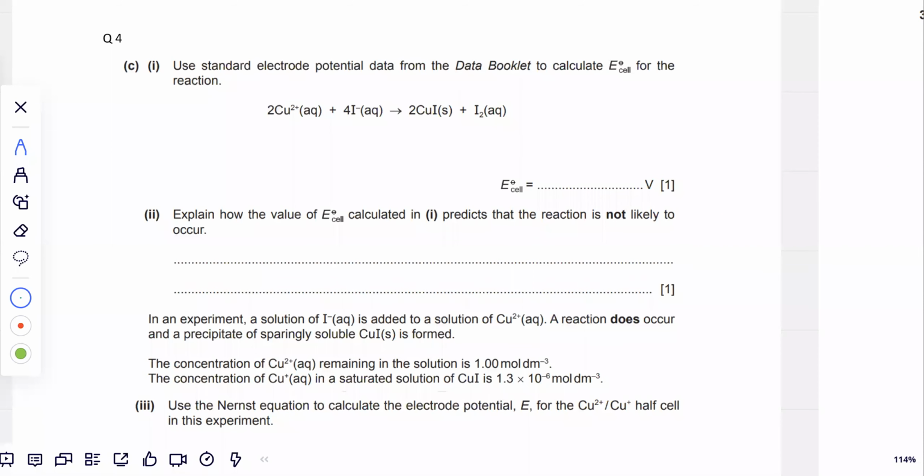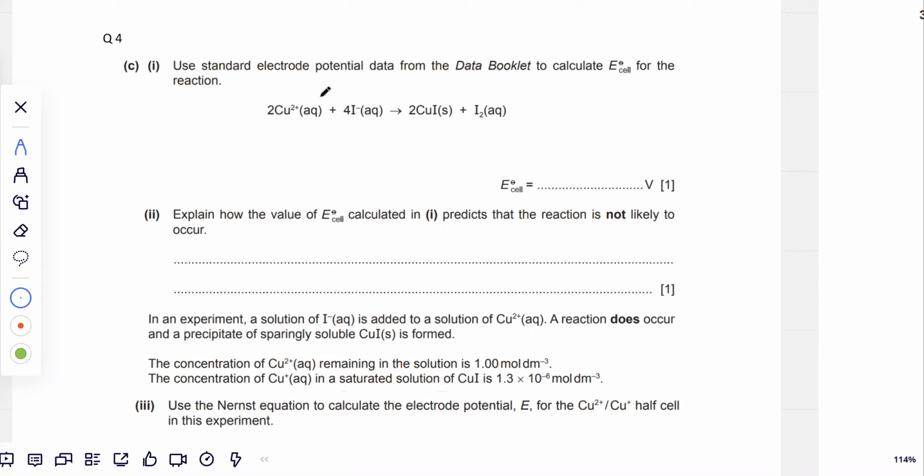So he's saying try and calculate the E naught cell for this reaction. So we're going to try and do that for this particular cell. I'm just going to look at this very, very carefully.